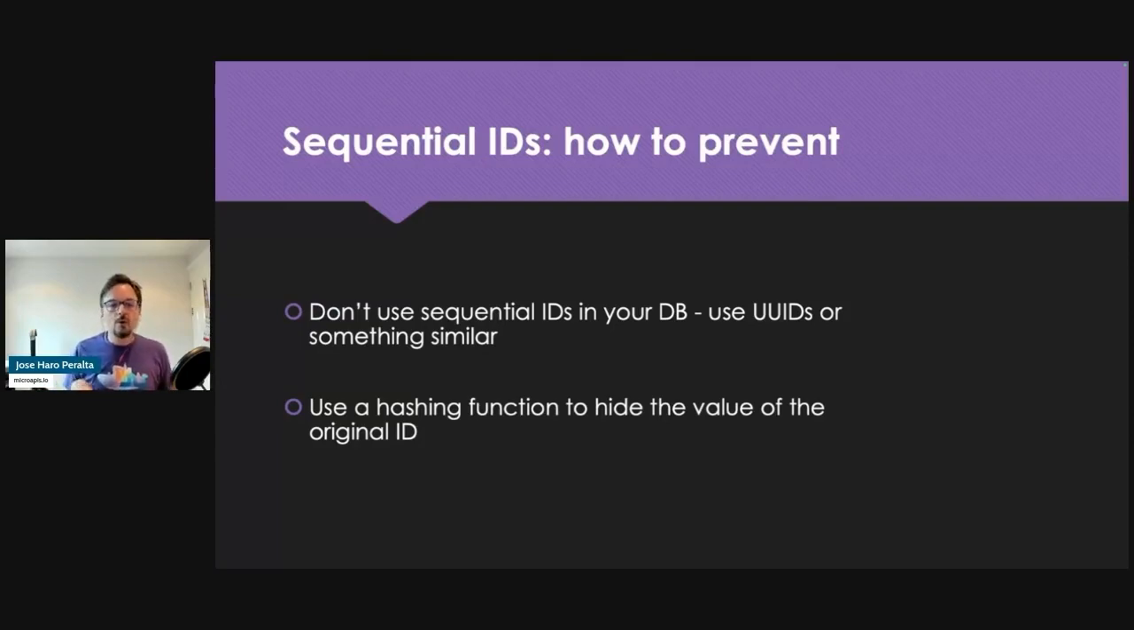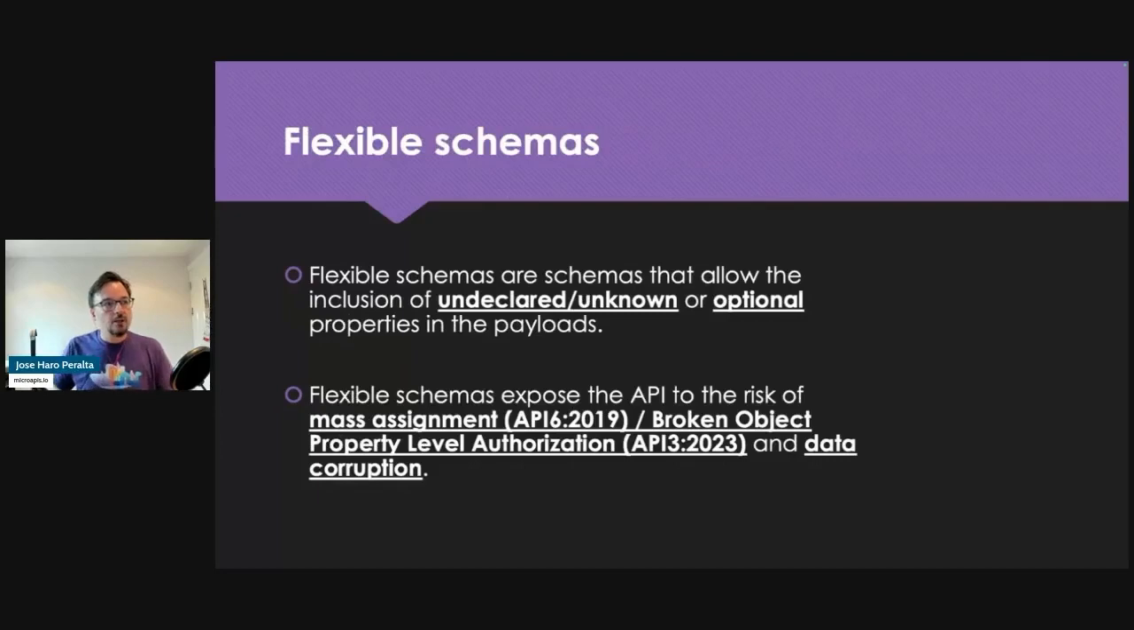If we can't, if we already have a database with existing sequential identifiers, or if that's a requirement, what we do is we use something like a hashing function or an encoding mechanism to hide the value of those identifiers, so that what we show to the users is something that looks random, but it is something that we can, in our system, decode and consistently correlate to our resources. So that was an easy one.